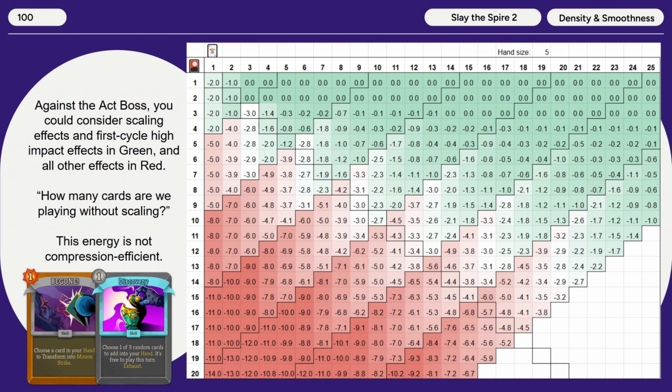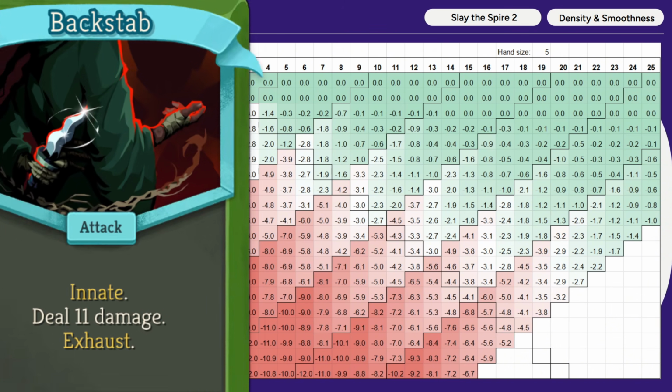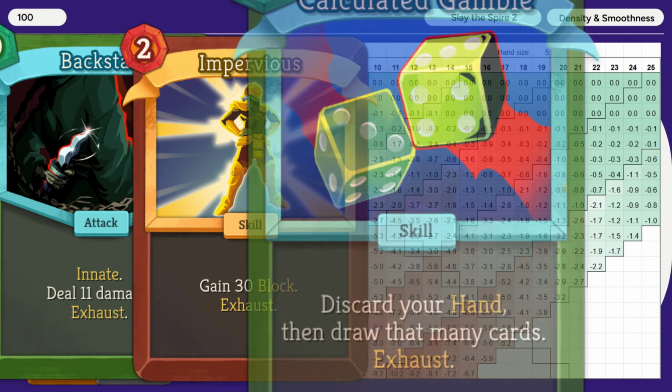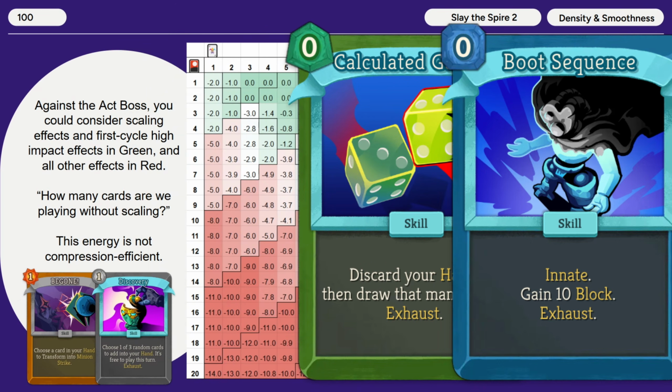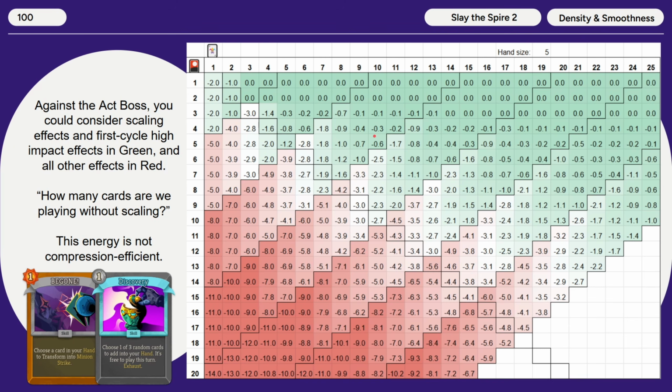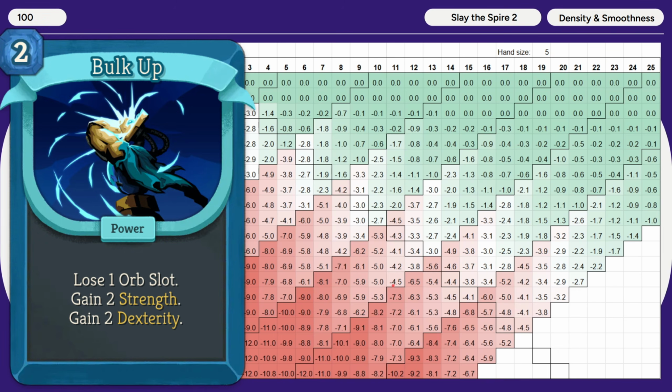How many of our effects are we playing regardless of when we get our powers down? This is the energy that we're spending that's not compression efficient, because it all comes before our powers are deployed. So your cards like Backstab and Impervious and Calculated Gamble and Boot Sequence, you put them in the green alongside your powers, and then you get to see with all other effects in red, well, how much of your energy is being effectively unpowered here. How much of the energy that you're expending needs to wait or wants to wait until you've got your bulk up down.